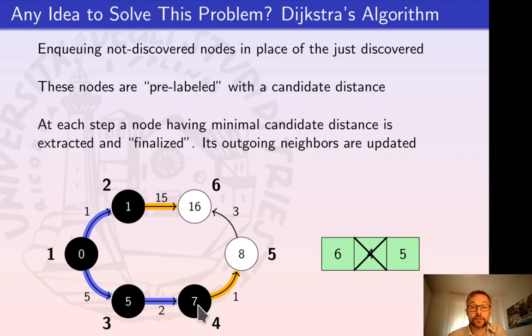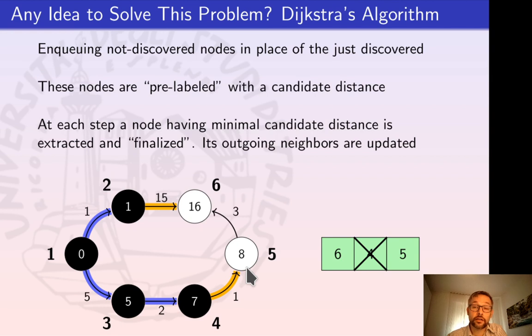In this case, since the distance of 4 is 7, moving along this edge we can reach 5. So we can update the candidate distance of 5 by saying this is 8, which is 7 plus 1.